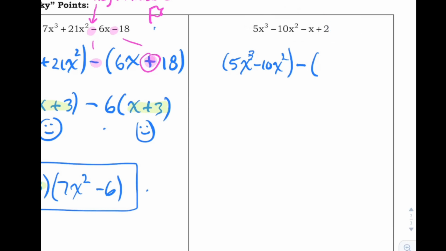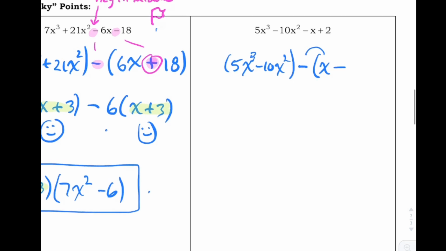Okay, there we go. So I got the minus there, and because I have the minus there, notice putting the x there, that looks okay, right? Minus x, that looks fine. But I can't just put plus 2, I have to put minus 2 here. That way minus times minus would give me a plus 2. So be very careful about that.